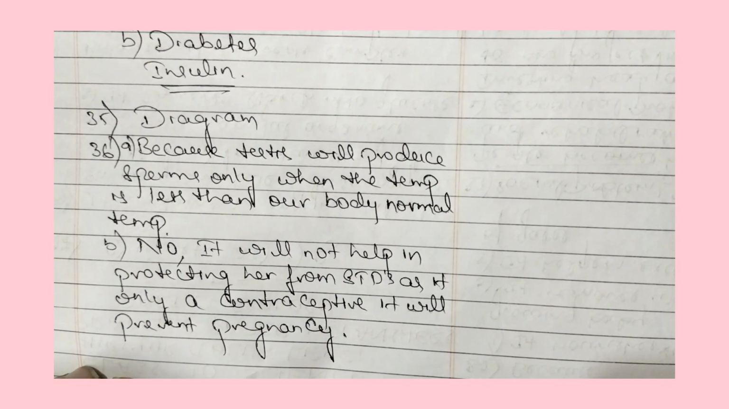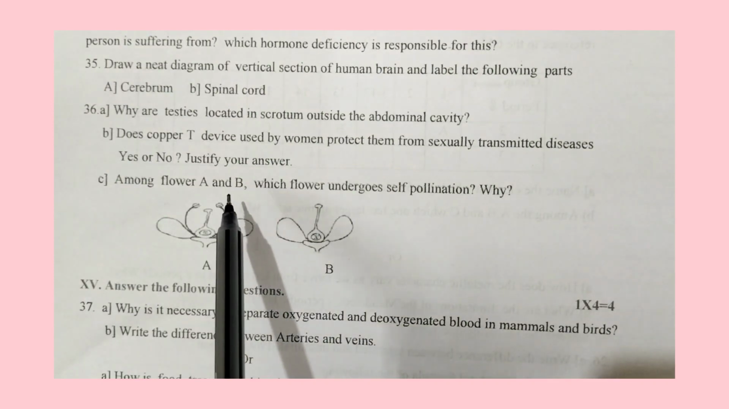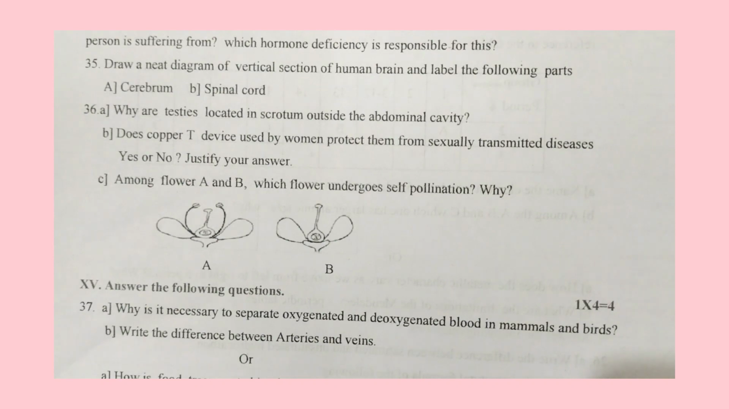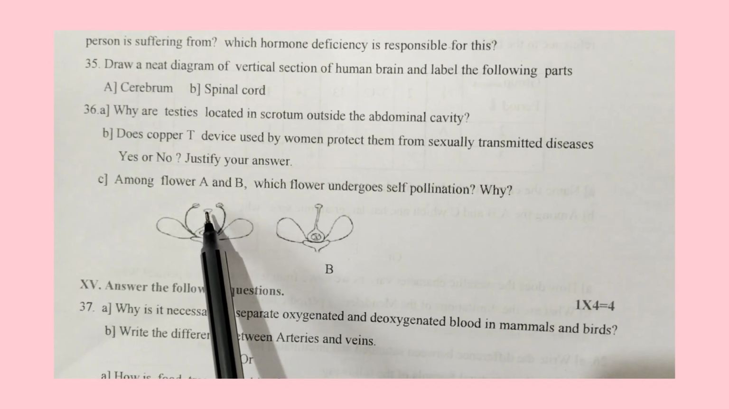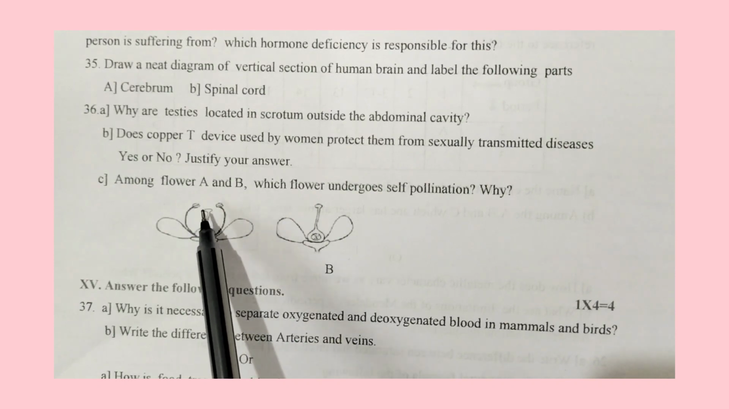In C question, among flower A and B, which flower undergoes self-pollination? Why? ಎರಡರಲ್ಲಿ ಯಾವುದು ಸೆಲ್ಫ್ ಪಾಲಿನೇಷನ್ ಉಂಟಾಗುತ್ತೆ ಯಾಕೆ ಅಂತ ಕೇಳಿದ್ದಾರೆ. ಸೊ ನಾವಿಲ್ಲಿ ಅಬ್ಸರ್ವ್ ಮಾಡಿದ್ರೆ, ಈ ಫ್ಲವರ್ ಎನಲ್ಲಿ ದಿಸ್ ಈಸ್ ಸ್ಟಿಗ್ಮಾ, ದಿಸ್ ಈಸ್ ಆಂಥರ್ ಅಂದರೆ ಪೋಲನ್ ಗ್ರೈನ್ಸು ಇದೆ. ನೆಕ್ಸ್ಟು ಓವರಿನೂ ಕೊಟ್ಟಿದ್ದಾರೆ.